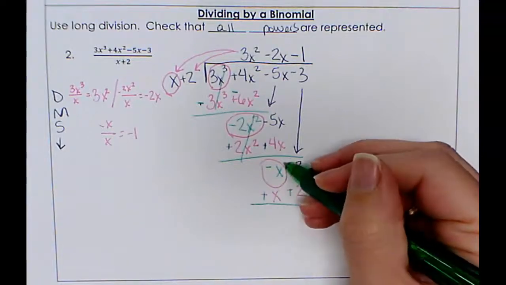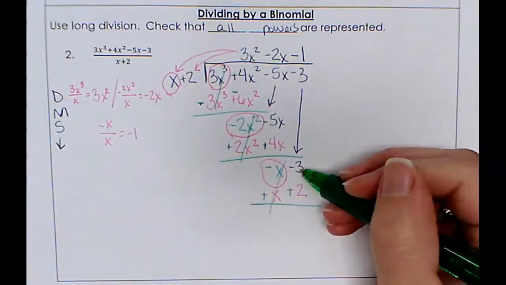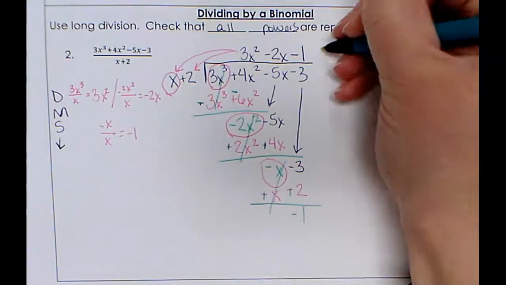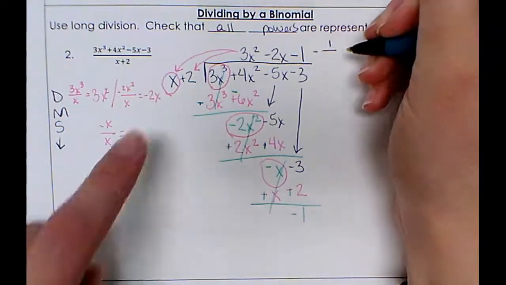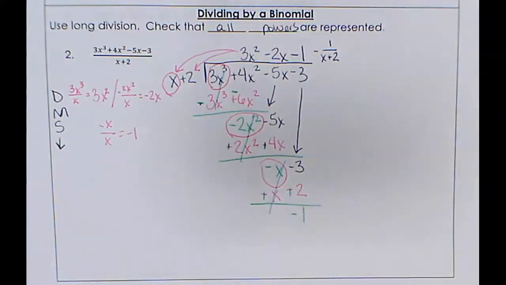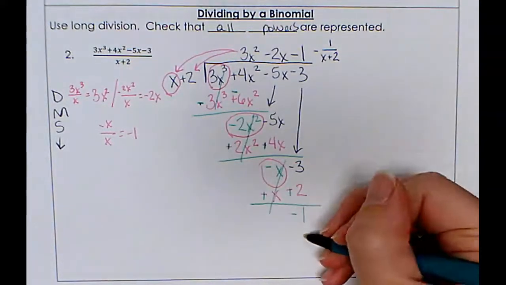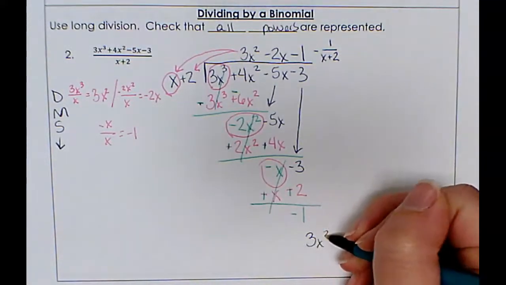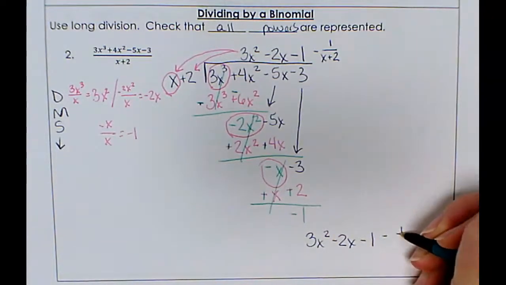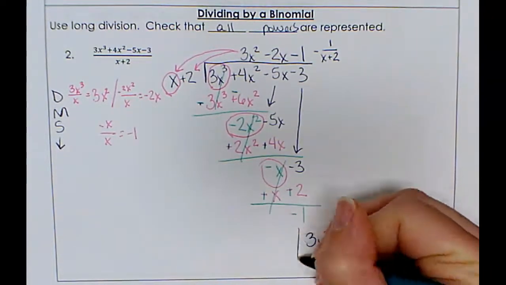Negative x plus x is 0. Negative 3 plus 2 is negative 1. So that's my remainder. I write it as negative 1 over what I'm dividing by, x plus 2. So my final answer for this problem is 3x squared minus 2x minus 1 over x plus 2. This is my quotient.